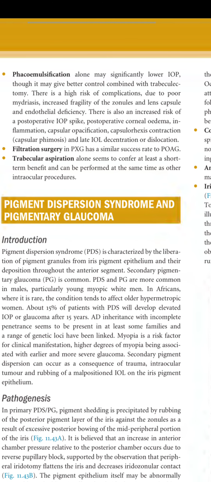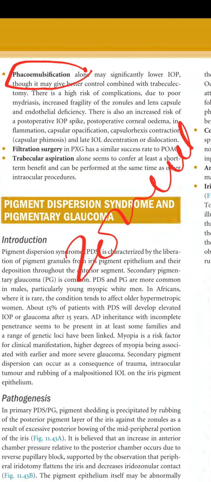Phacoemulsification alone may significantly lower IOP, because cataract is common and cataract extraction lowers IOP. It may give better control when combined with trabeculectomy. There is a high risk of complications due to poor mydriasis, increased fragility of the zonules and the lens capsule, and endothelial deficiency. So there are certain problems that you encounter during cataract surgery in pseudoexfoliation. Basically, it is a case of zonular weakness, there will be poor dilatation, and there will be endothelial deficiency as well.